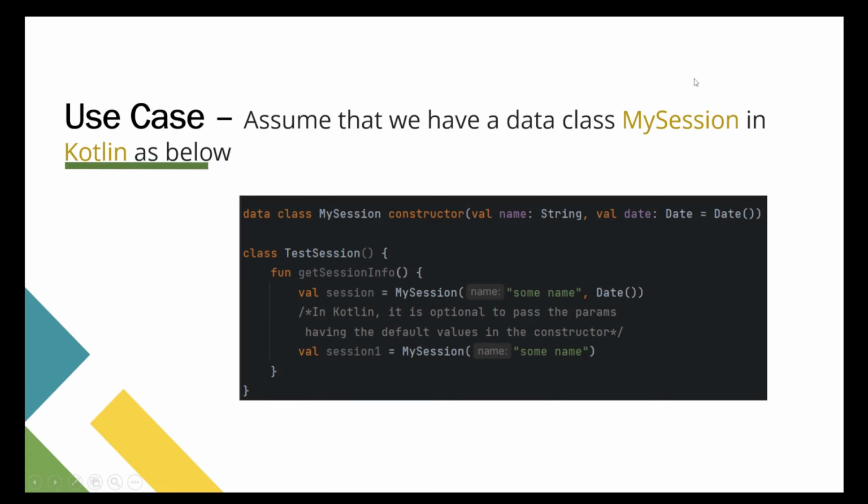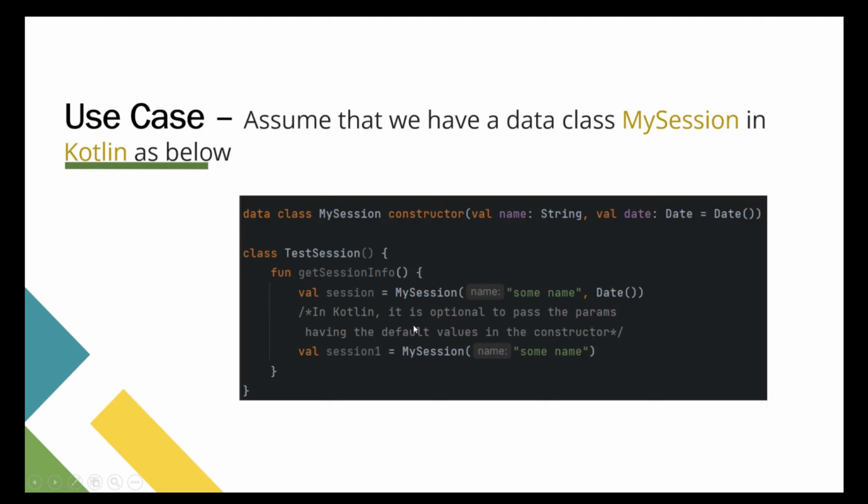So there is a data class, MySession, that I've created with two parameters. One is name of string type and the other one is date, and I am passing the default value of date. If you see here, I'm creating one session object and then I'm passing two parameters, some value for the name variable and the date, which is the default parameter or default information.